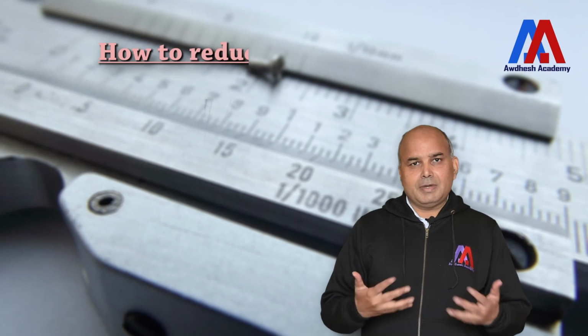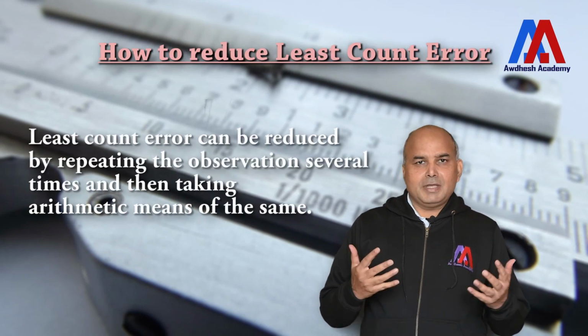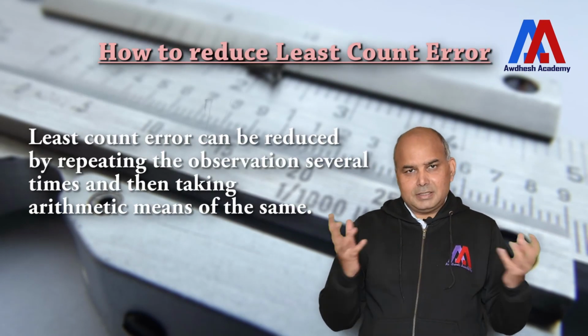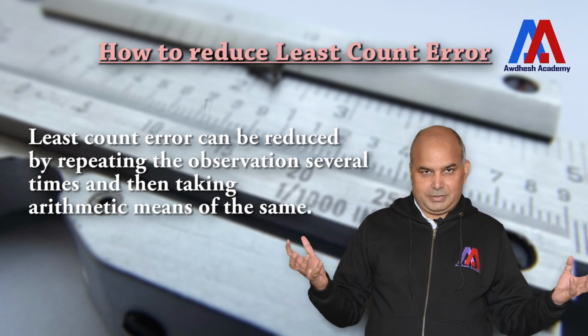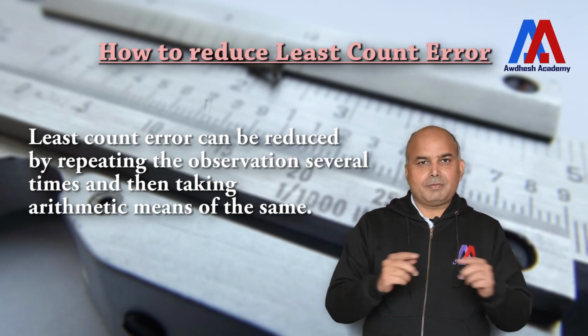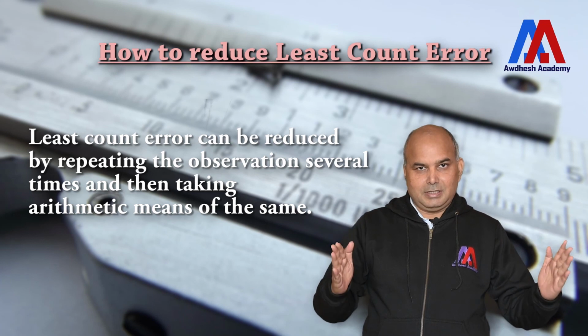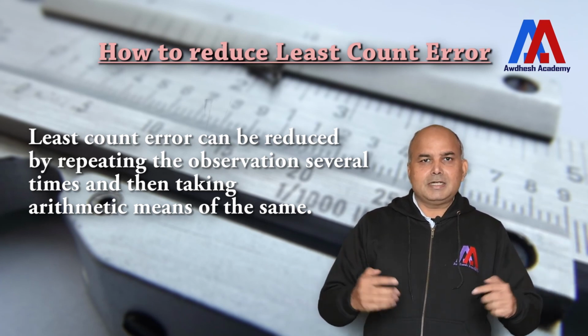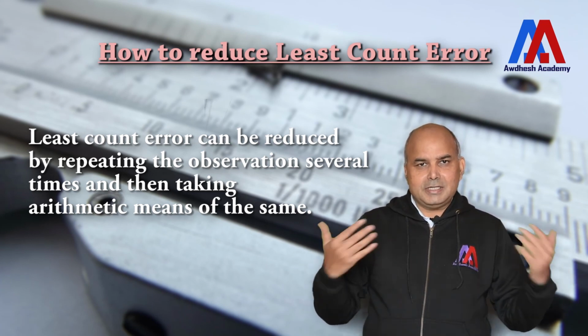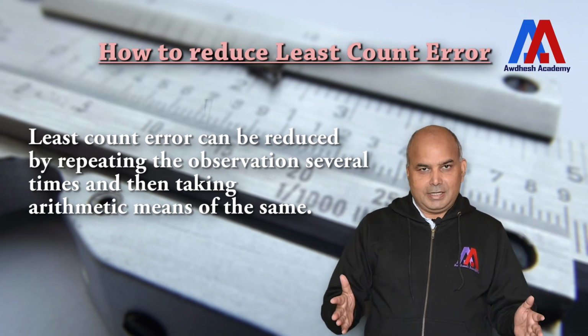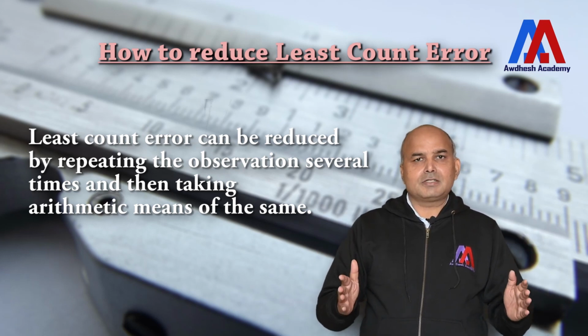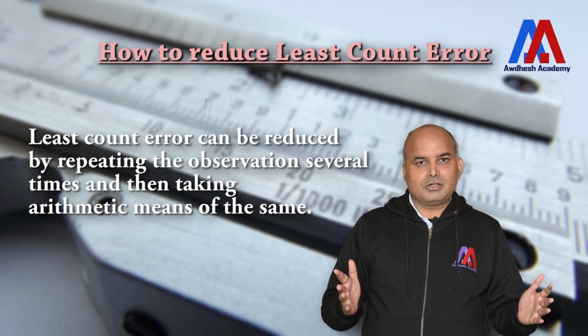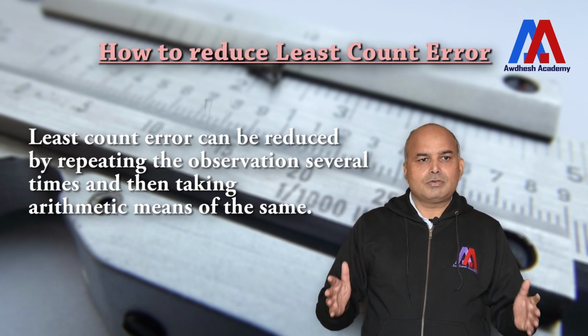Now, how can you minimize the least count error? To minimize the least count error, you measure the quantity multiple times. Suppose you have to measure a dimension of a particular box or bench, then you measure it, let us say, 10 times. If you measure it 10 times and then take the average, the errors will be minimized. So that is the best method of reducing the least count error.